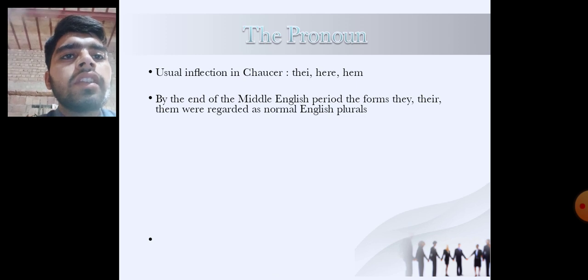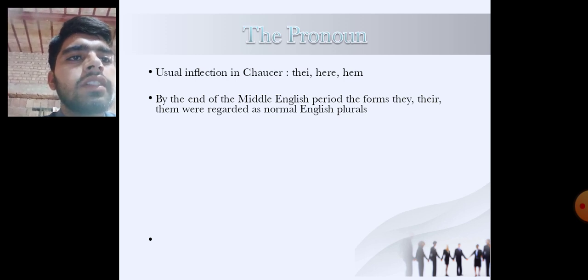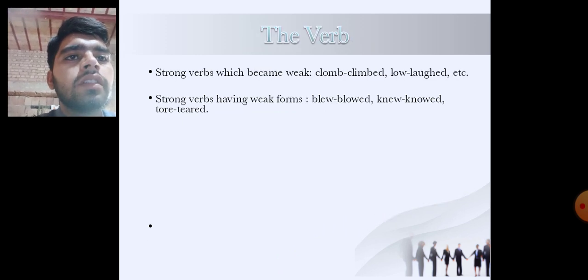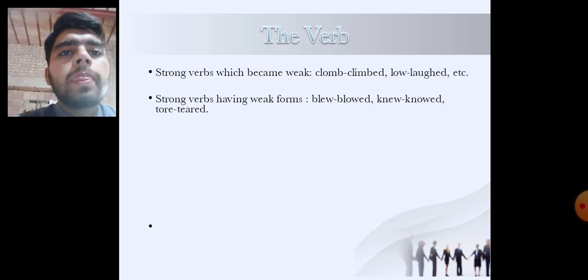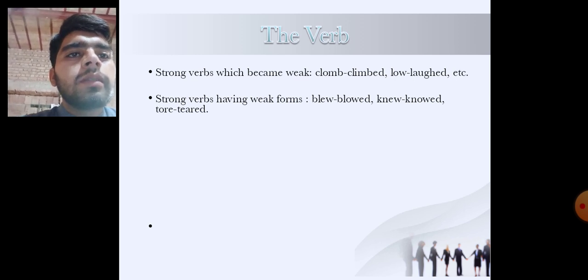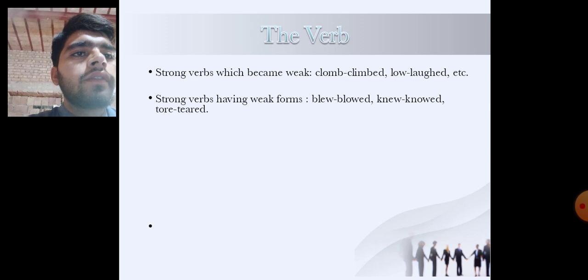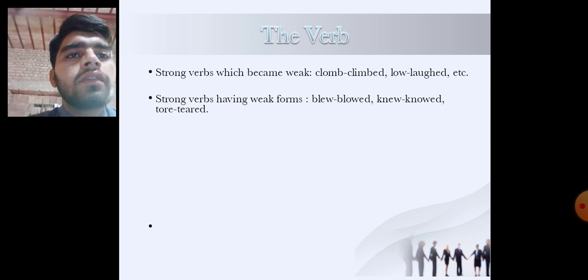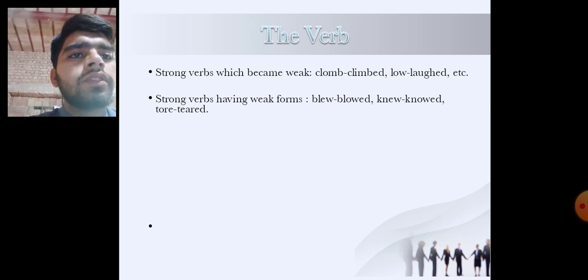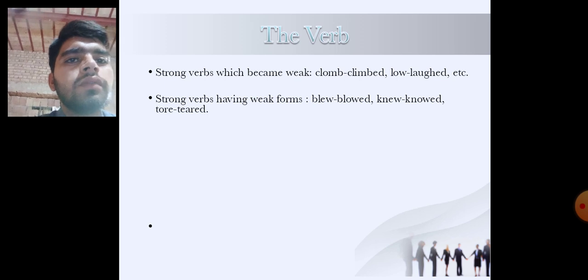Pronoun inflection and change. By the end of the Middle English period, the forms they, their, them were recorded as the normal English plural. The verb. Strong verbs which became weak: climbed, laughed. Strong verbs have weak forms: bellowed, knew.